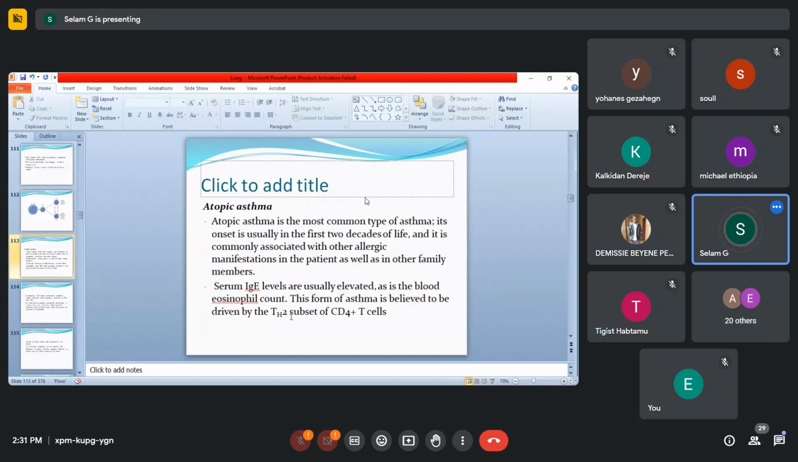In atopic asthma, one variant of extrinsic asthma, atopic asthma is the most common type of asthma. Its onset is usually in the first 2 decades of life, and it is commonly associated with other allergic manifestations in the patient as well as in other family members. Serum IgE levels are usually elevated, as is the blood eosinophil count. This form of asthma is believed to be driven by the T helper 2 subtype of CD4 T cells. It commences with initial sensitization to inhaled antigen.